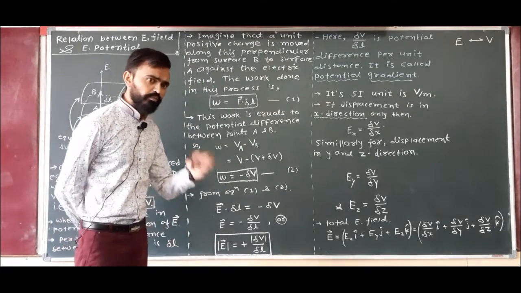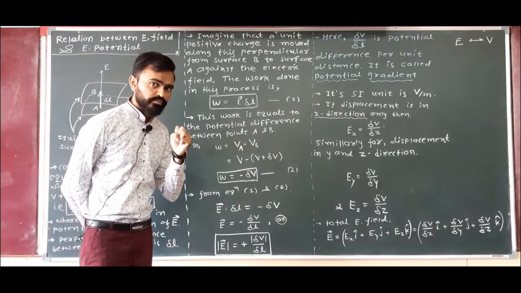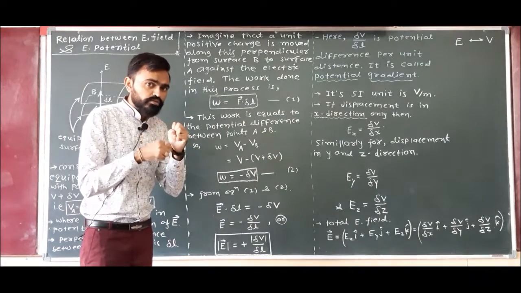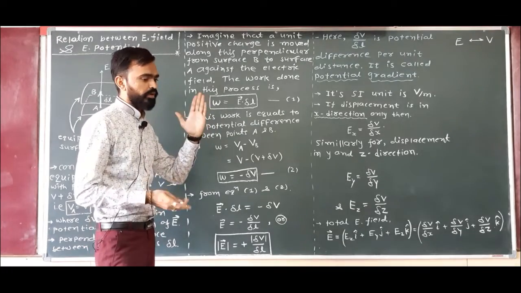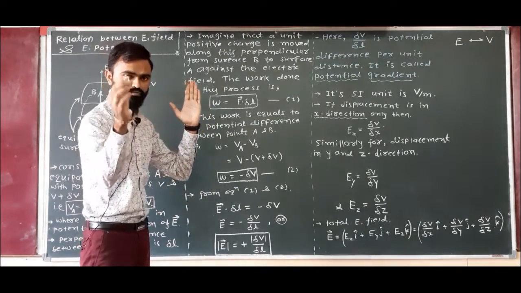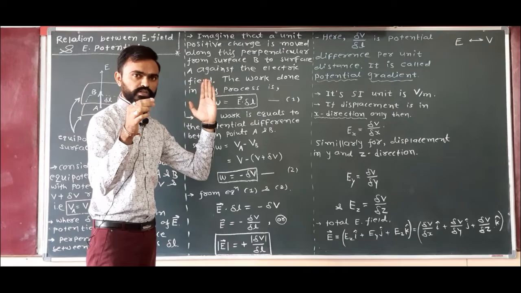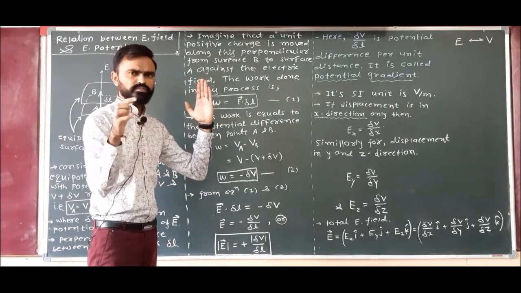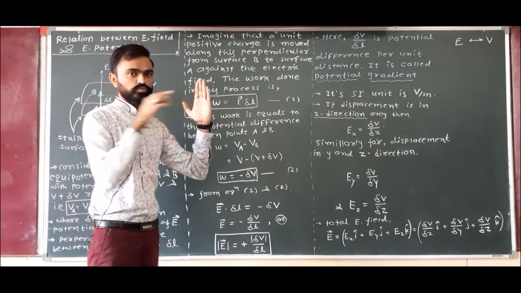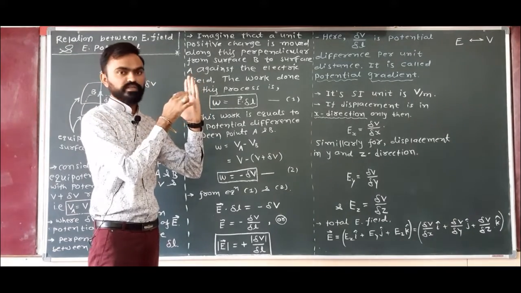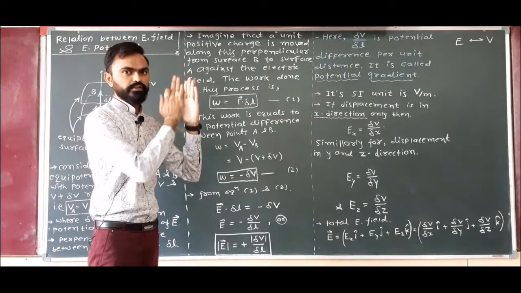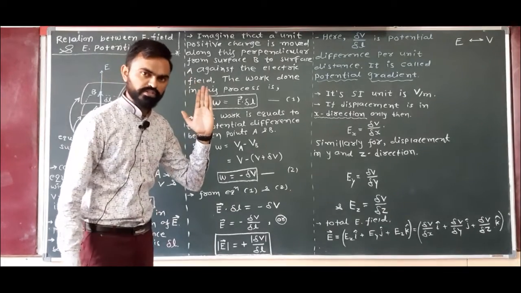What is an equipotential surface? A surface at which the potential at all the points remains the same. For example, let this be a charge, and this is my palm. All the points at the same distance from the source have the same potential. That means this surface is called an equipotential surface.